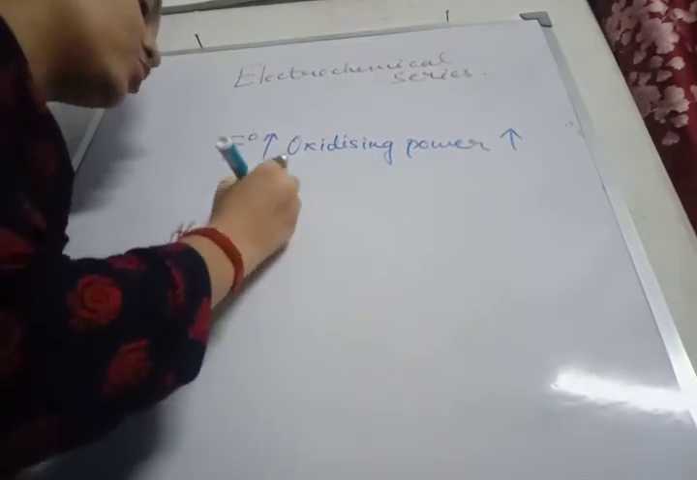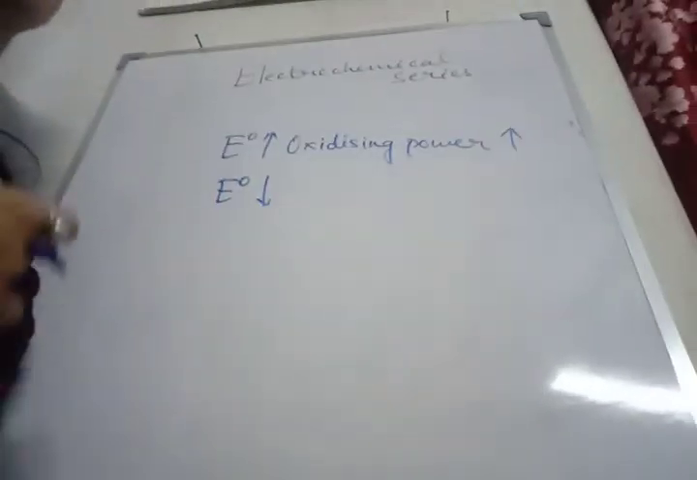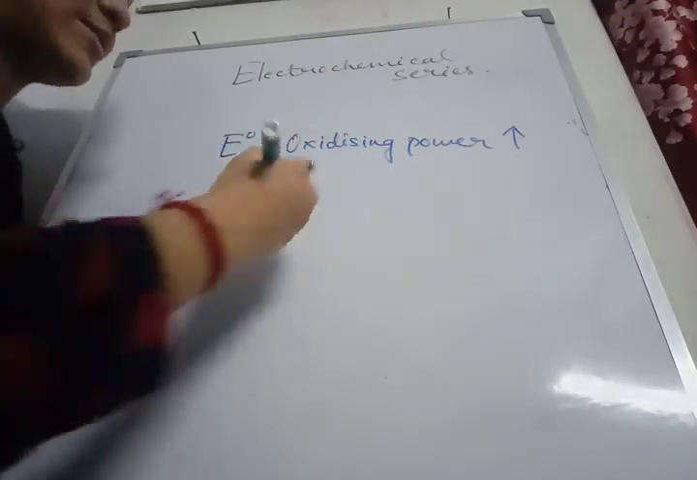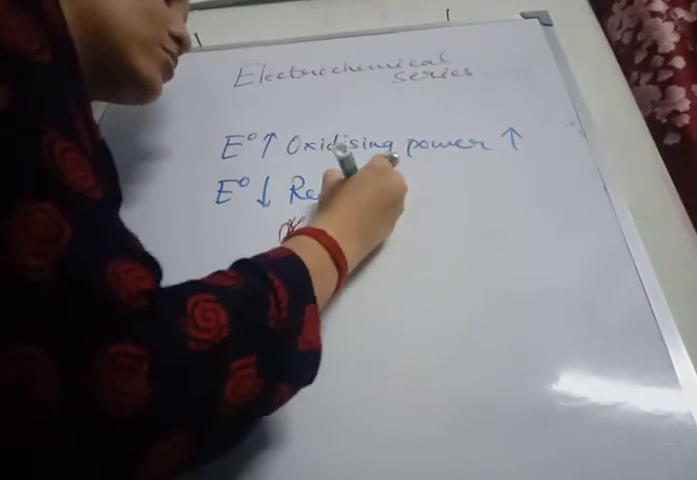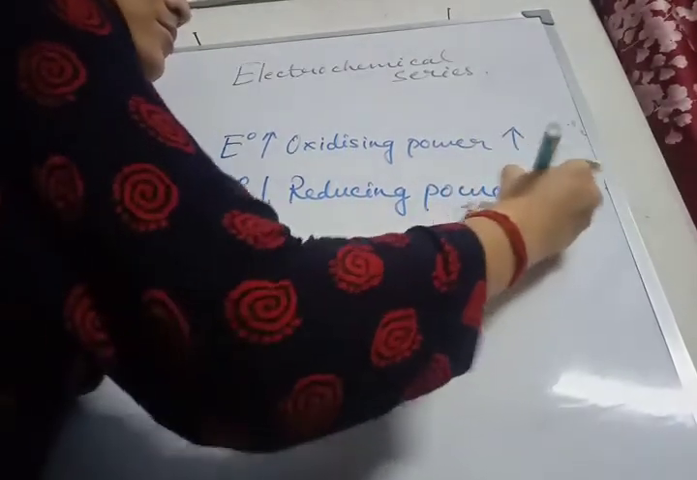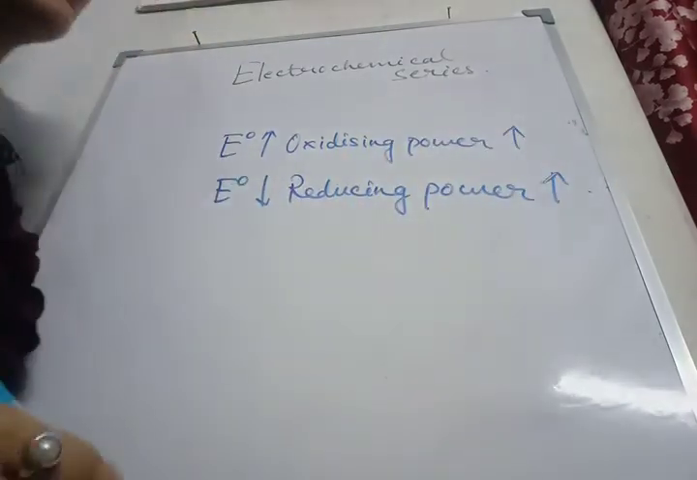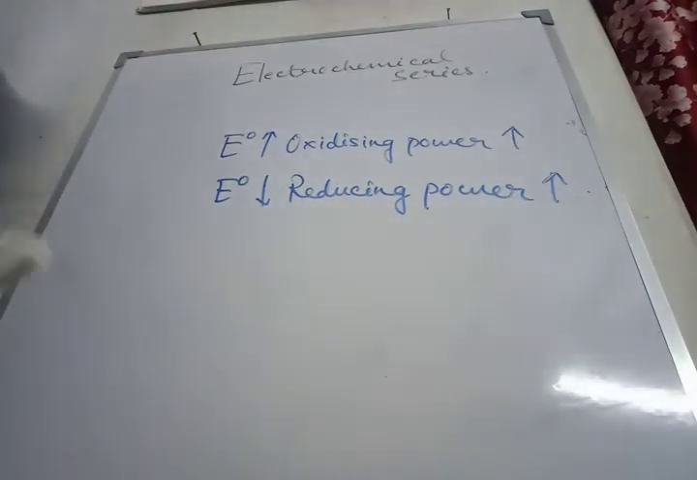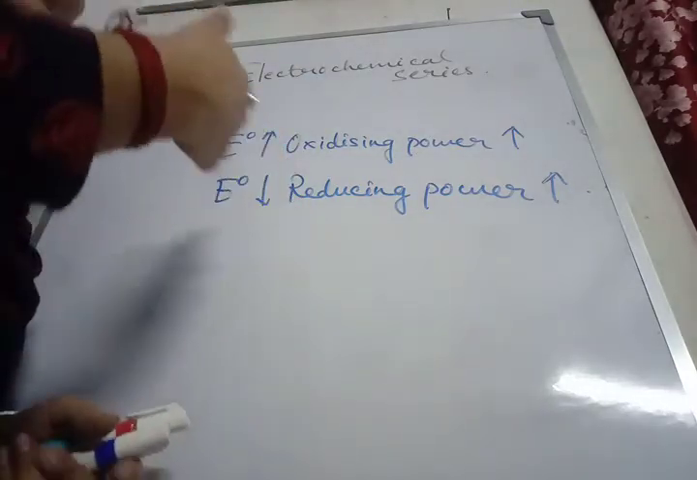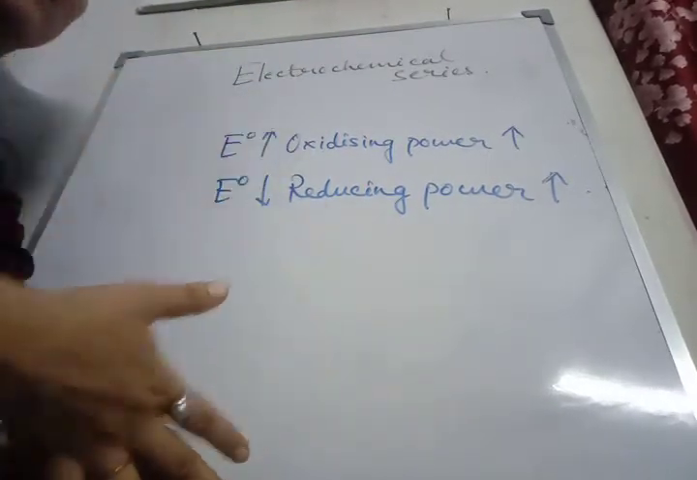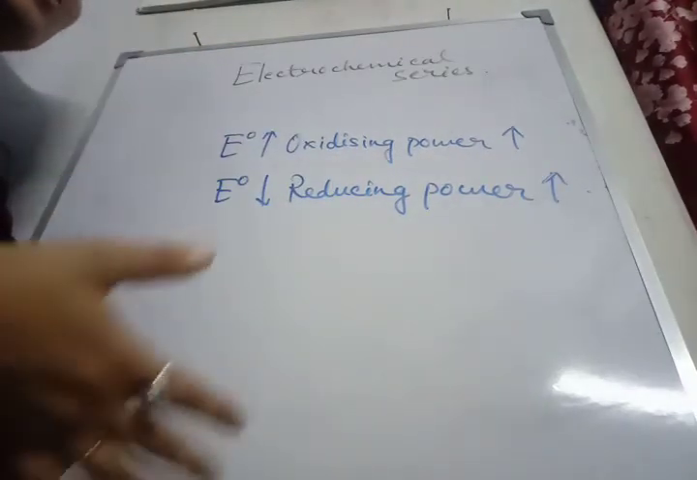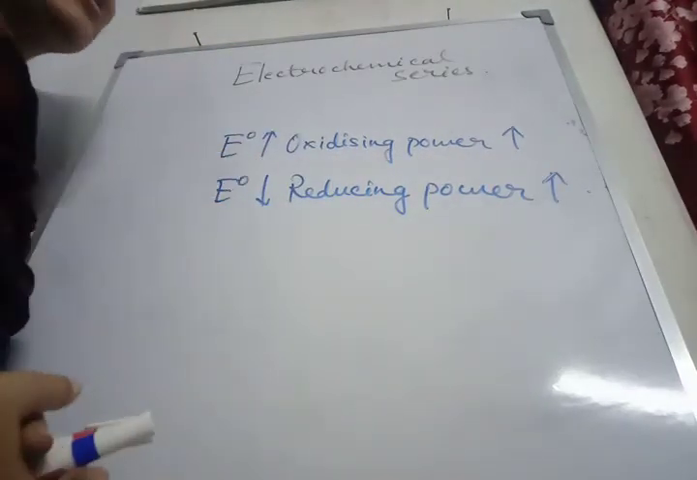Now, the lower the E0 value, the tendency of the element to get oxidized increases. That means their reducing power is increasing. So the lower the value, the reducing power increases, and they act as better or strong reducing agents. If you follow the series, the ones present higher in the series act as strong oxidizing agents, while the elements lower in the series act as strong reducing agents.